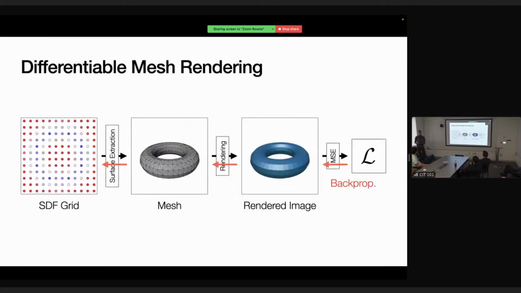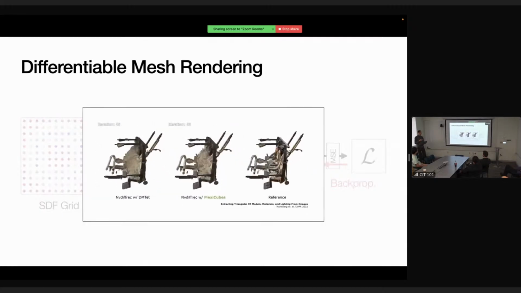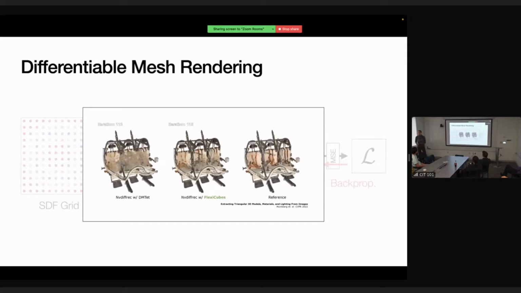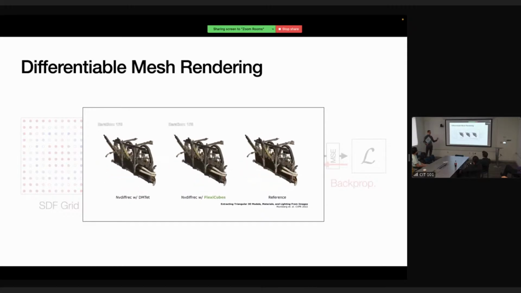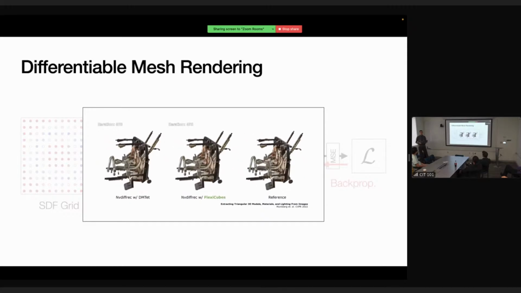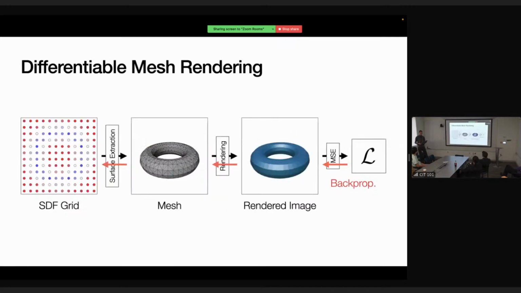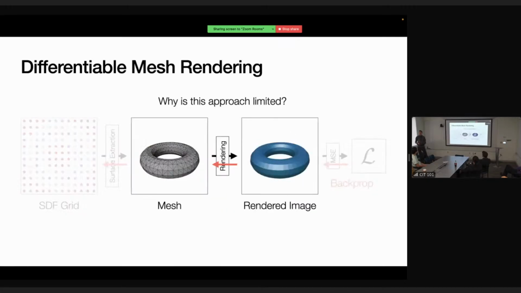So here is our new pipeline. And now the question is, why is this limited to synthetic objects? We can reconstruct something that looks like this, but this is not a real-world whole scene. Okay. So why is this limited?